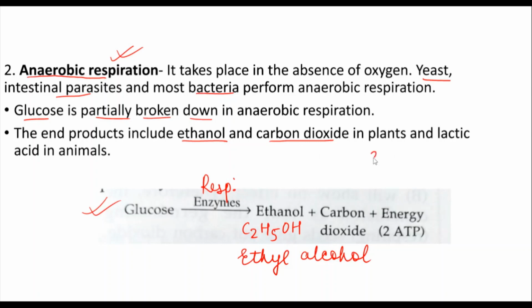Aerobic respiration में कितना होता है? 38 ATP, which is quite a lot, it is 36 ATP more, isn't it? 38 minus 2 gives you 36. So this is the difference between aerobic respiration energy production and anaerobic respiration energy production.